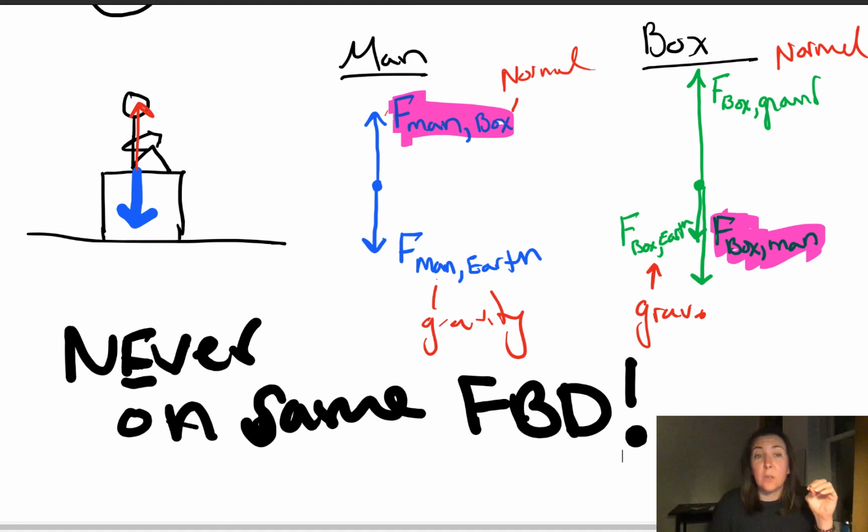The big takeaway is this. Third law pairs never appear on the same free body diagram. They are forces that act on different objects, and the object and agent are switched. There we go.